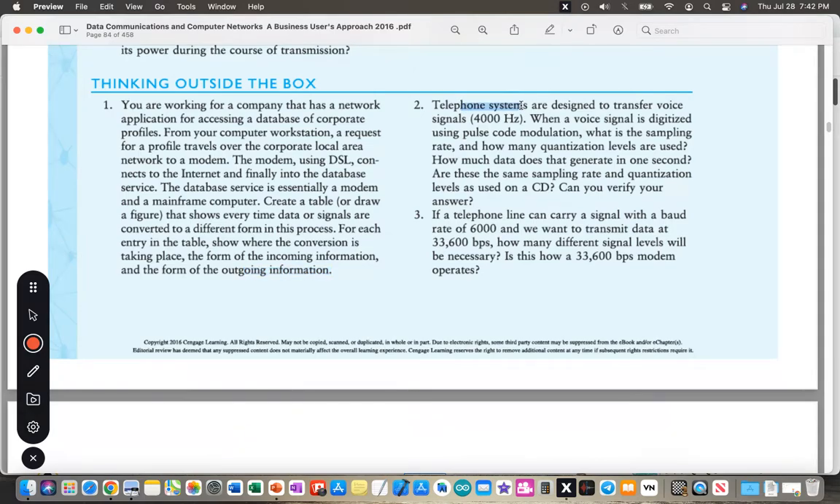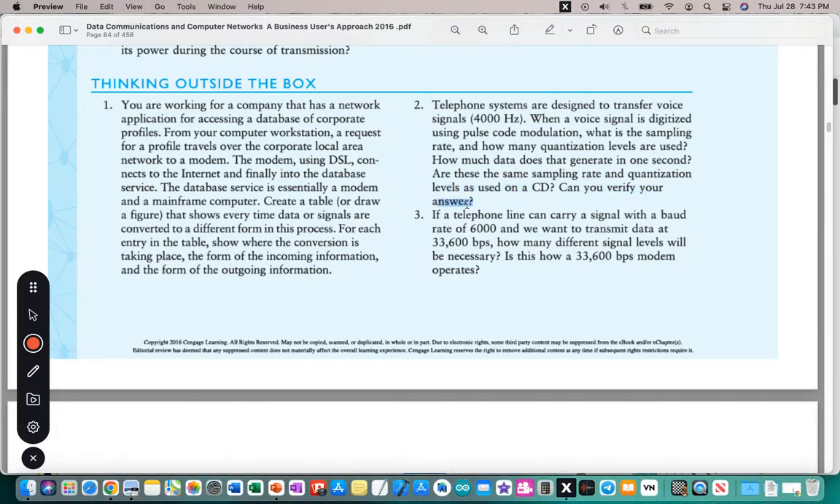And telephone systems are designed to transfer voice signals. When a voice signal is digitized using PCM, what is the sampling rate and how many quantization levels are used? How much data does that generate in 1 second? Are these same sampling rates and quantization levels used on CD? Can you verify your answer? Oh, this is a very good question, in fact.